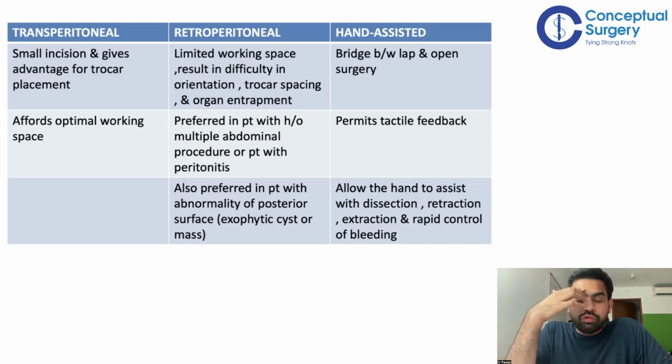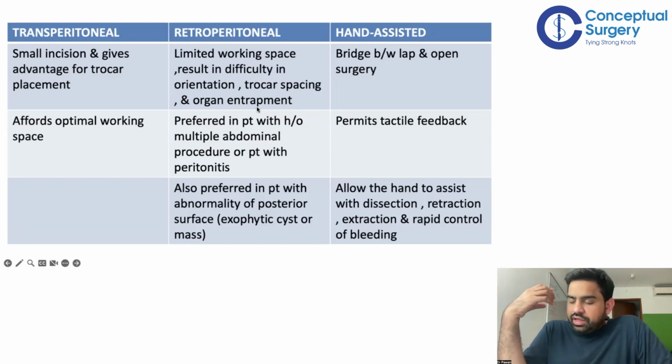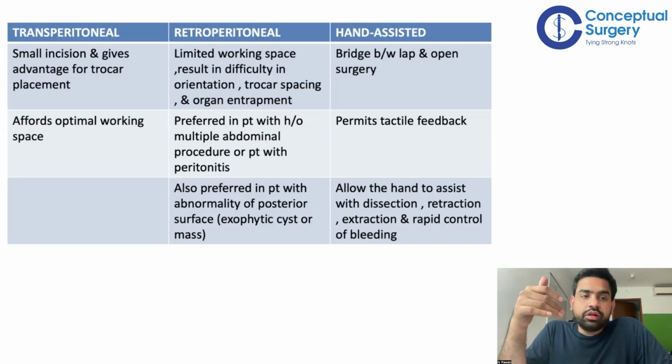In the retroperitoneal approach, first of all, what will be the consideration in order to do a retroperitoneal surgery? Let's assume that there is a patient who has undergone multiple intra-abdominal procedures. There is limited working space, resulting in difficulty in orientation, trocar spacing, or organ entrapment. If somebody has undergone 4, 5 intra-abdominal surgeries, you expect a lot of adhesions. So it will not be an easy surgery if you're trying to do it through the transperitoneal approach. In such patients, you prefer a retroperitoneal approach.